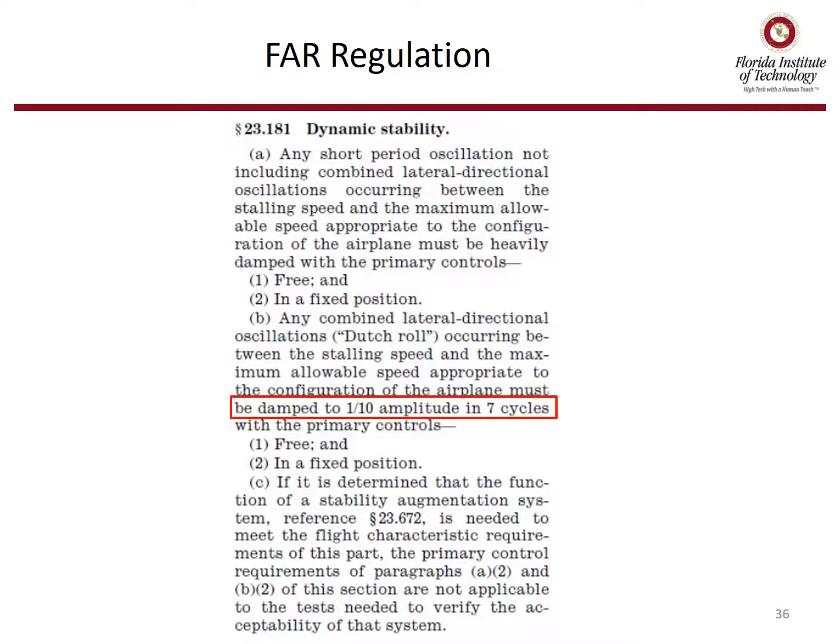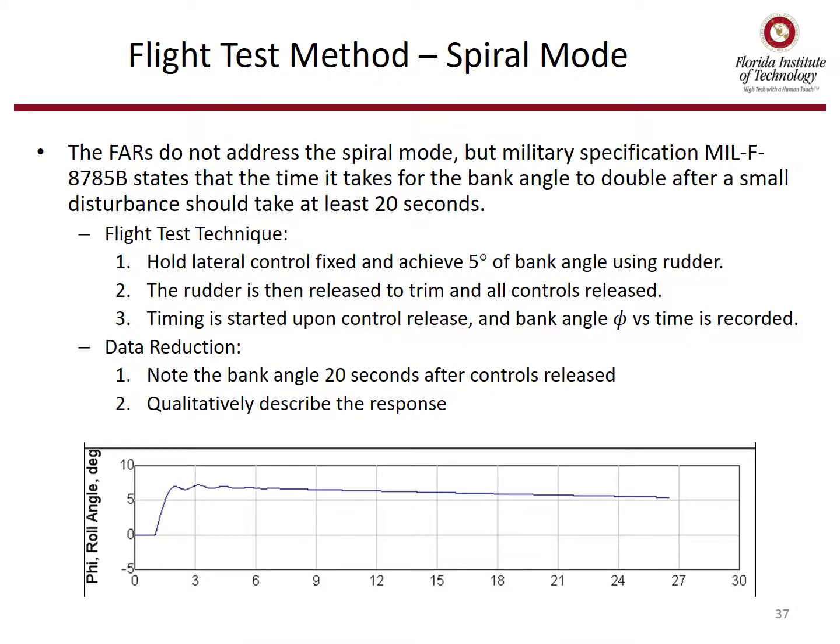Now let's look at what the FAA says in terms of dynamic stability and the Dutch roll. Basically, it needs to be damped to 1/10 amplitude in 7 cycles, and that's both controls free and controls fixed. The FARs do not address the spiral mode, but military specification states that the time it takes for the bank angle to double after a small disturbance should take at least 20 seconds.